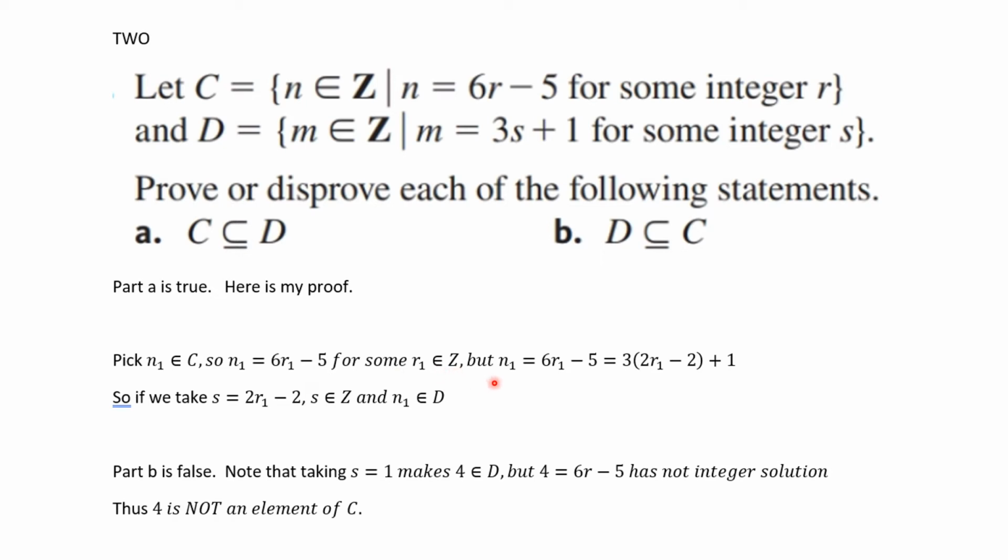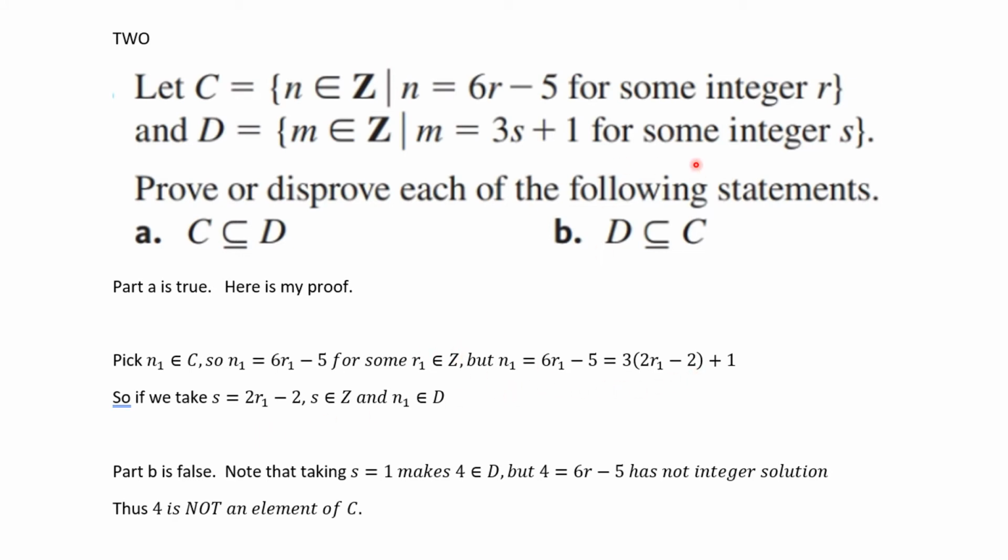But if we look at this and we say, well, n1 is equal to 6r1 minus 5, that's the same thing. This is just algebra. If I distribute, I'd have 6r1, this would be minus 6 plus 1 is minus 5. So this is another way to represent n1.